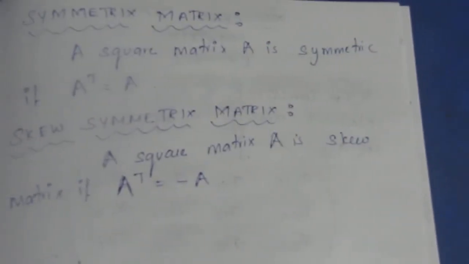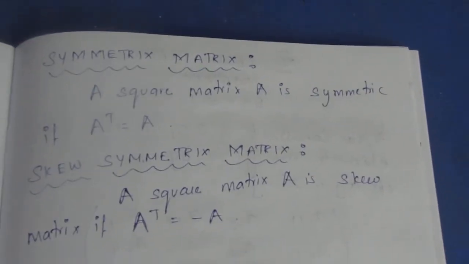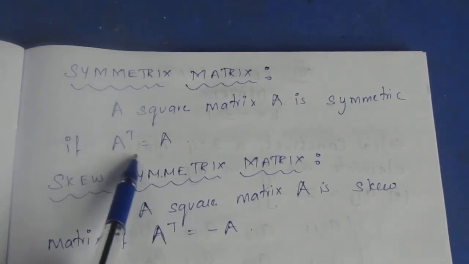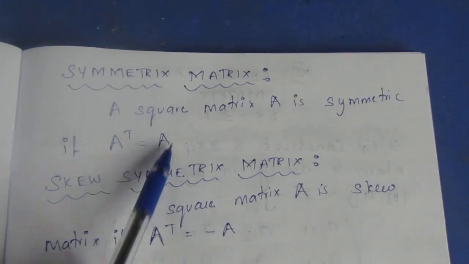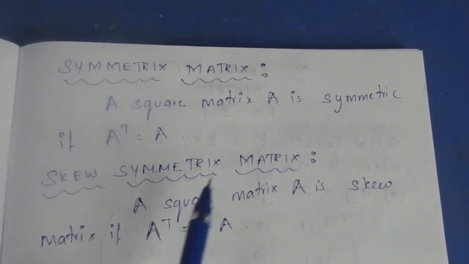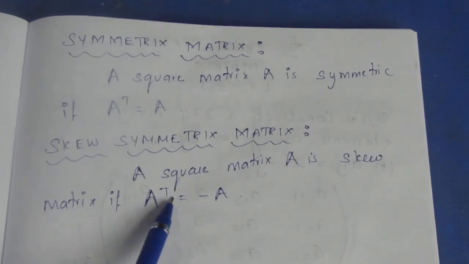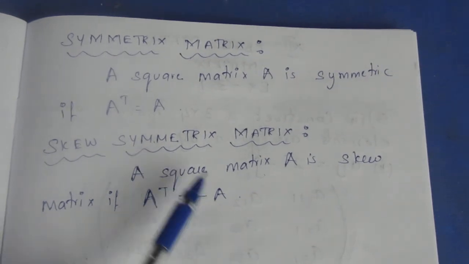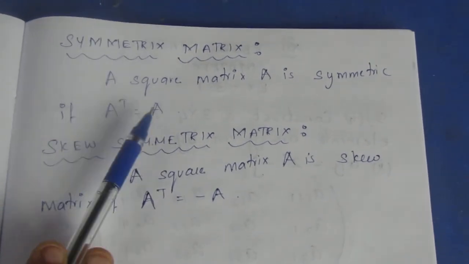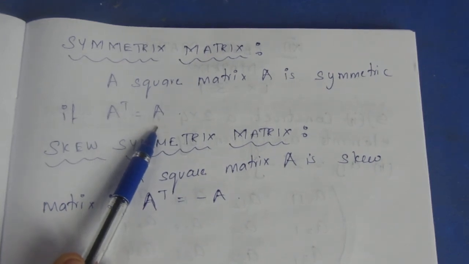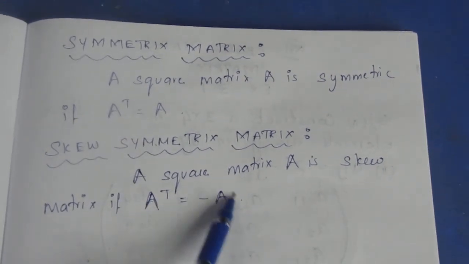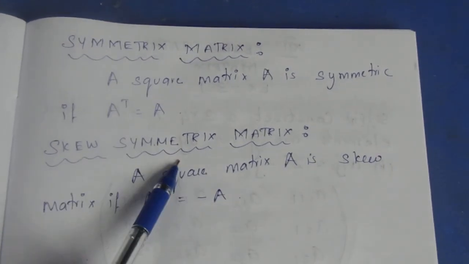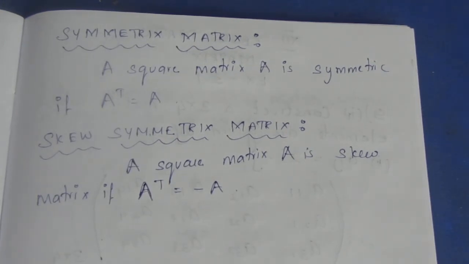Now we'll see the symmetric matrix and the skew symmetric matrix. A symmetric matrix is nothing but one where the transpose and A are equal. If the transpose and A are equal, then it is known as a symmetric matrix. A skew symmetric matrix means if A transpose is equal to negative of A, then it is known as a skew symmetric matrix. If A transpose is the negative of A, all the signs will change, and then it is a skew symmetric matrix. So that's all with the introduction.